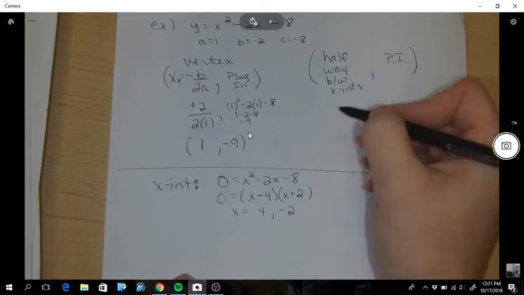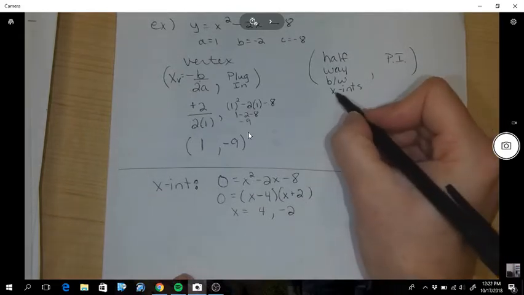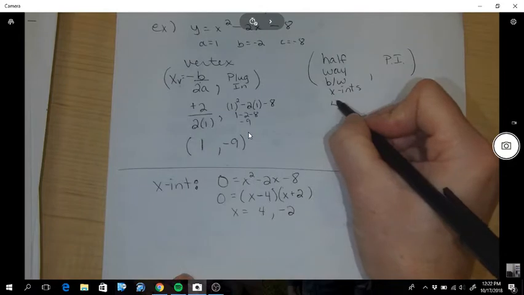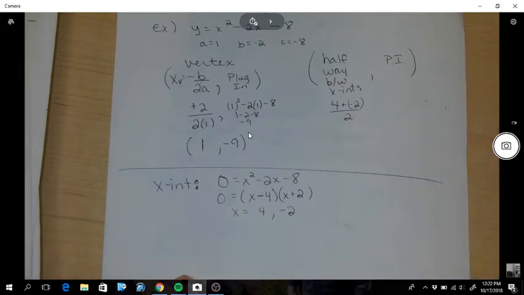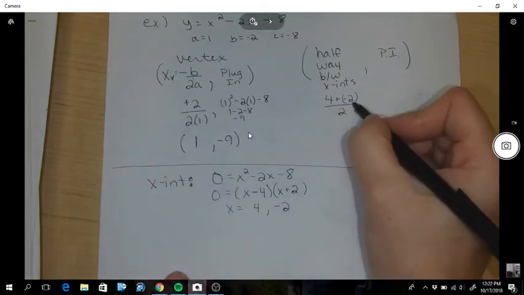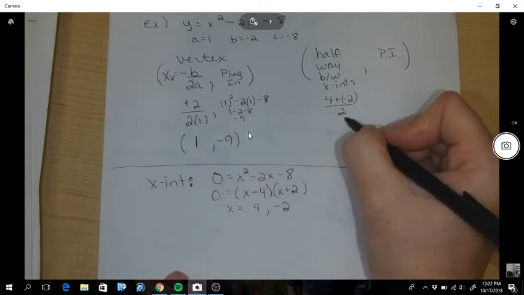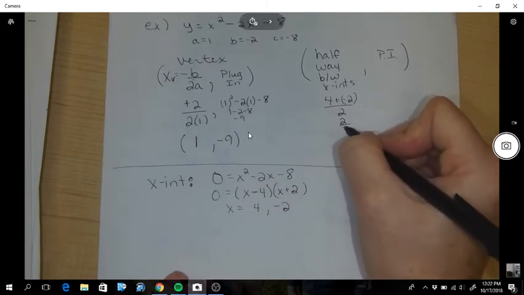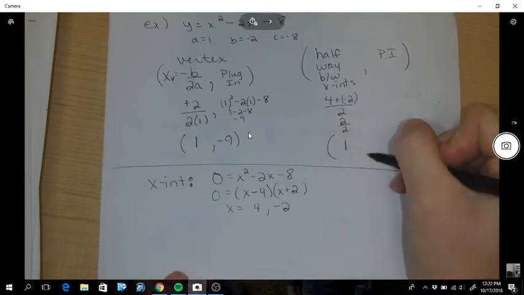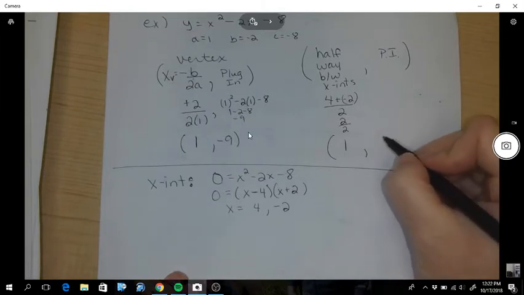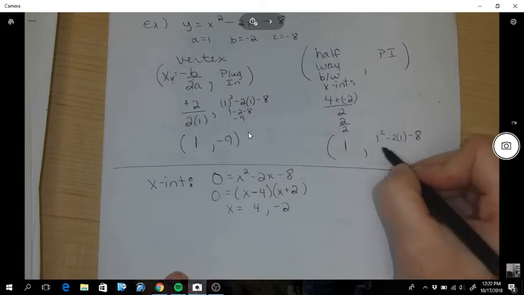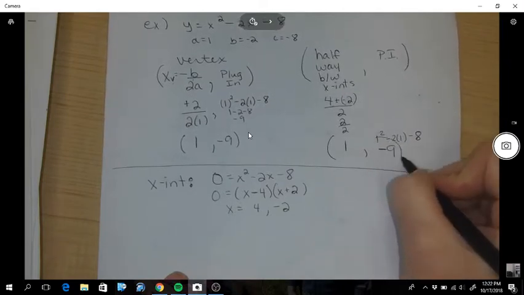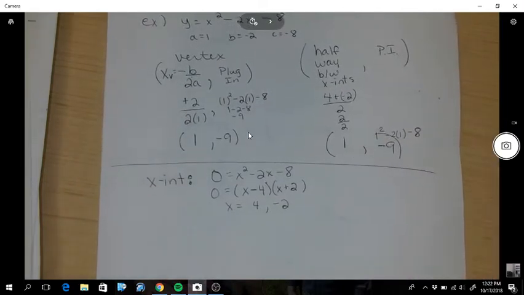Okay. So now I'm going halfway. I'm going to take 4, add a negative 2, and average that. So 4 plus a negative 2 is 2, over 2, which is 1. And then I plug it in, 1 squared minus 2 times 1 minus 8. And that came out to be a negative 9.